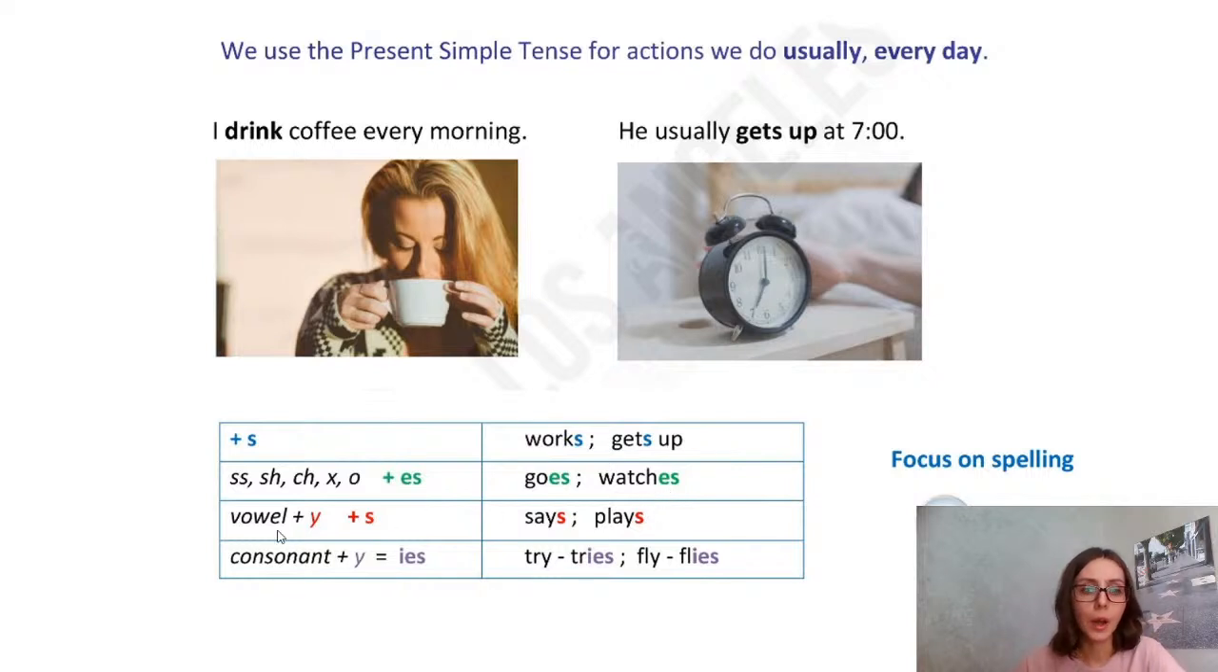One more detail, if you have a verb that finishes in a vowel and then you have Y at the end, you just add S. For example, he says, or she plays basketball. However, if you have a consonant and then Y, you have to change Y into I, and then add ES. For example, tries or flies. So this is something that you need to bear in mind if you're going to write the sentences.